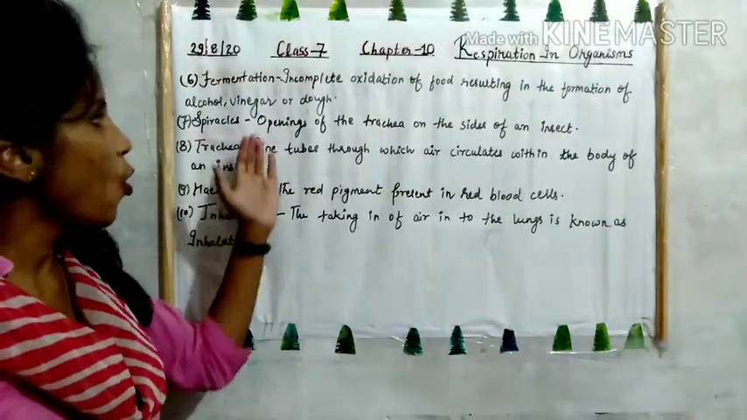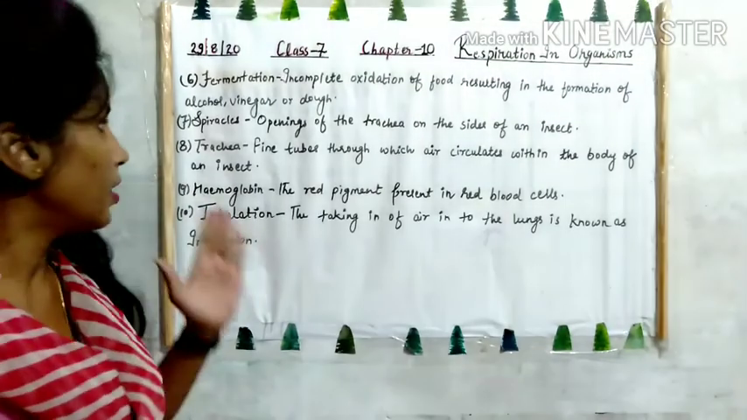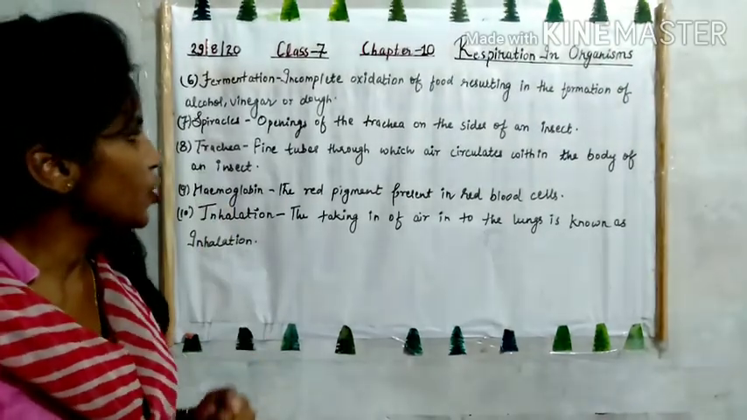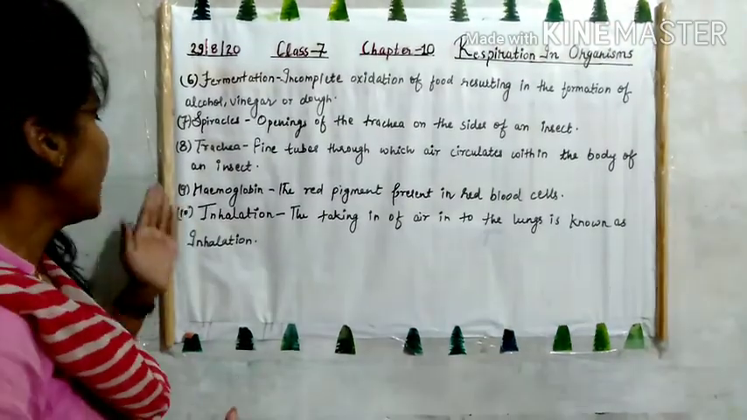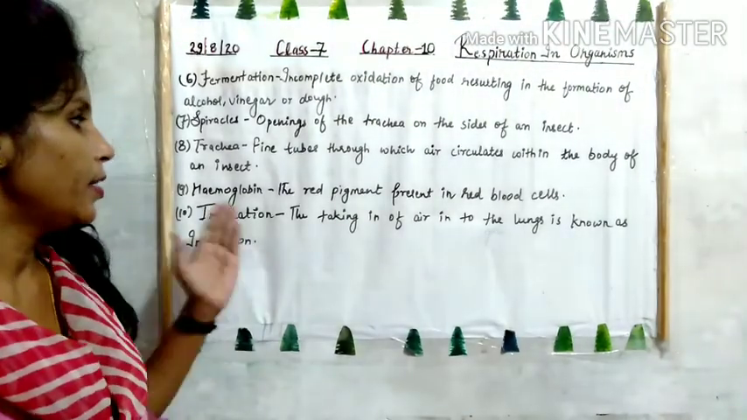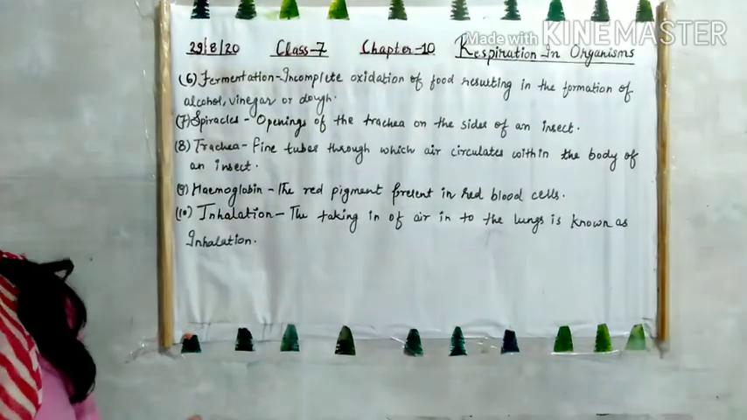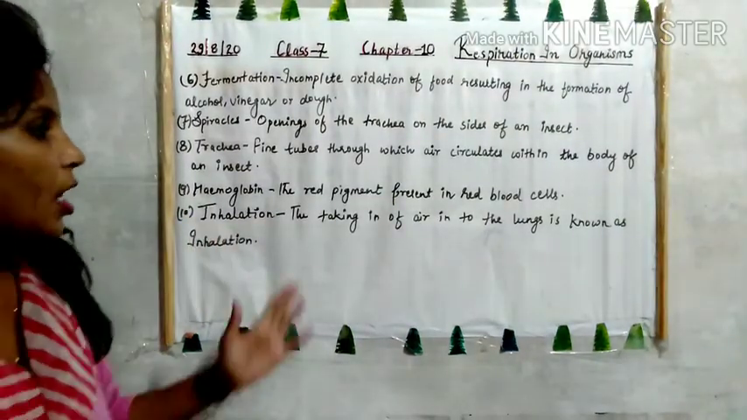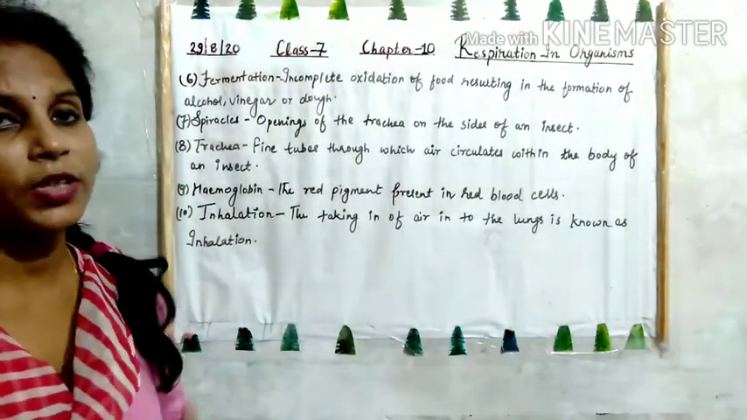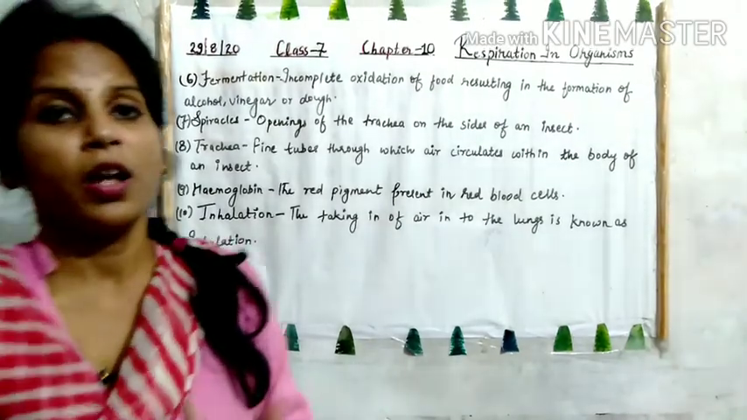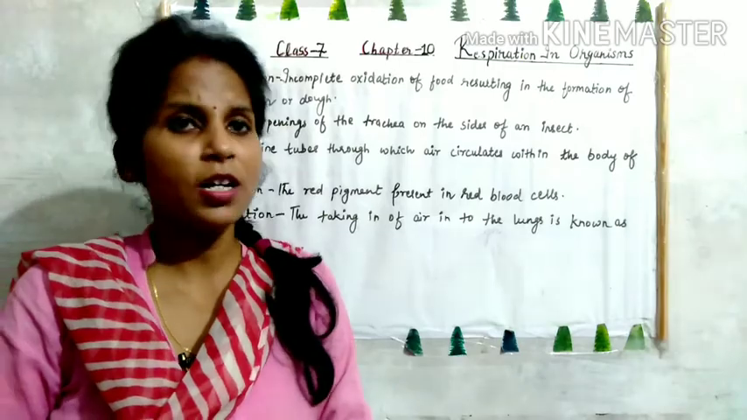Now spiracles, openings of the trachea on the sides of an insect. Then trachea, fine tubes through which air circulates within the body of an insect. Okay. Then ninth, that is hemoglobin, the red pigment present in our red blood cells which gives red color to our blood. Then inhalation, the taking in of air into the lungs is known as inhalation. So these are 10 key terms that you have to write in your copy. Now I will be discussing the very short answer questions.